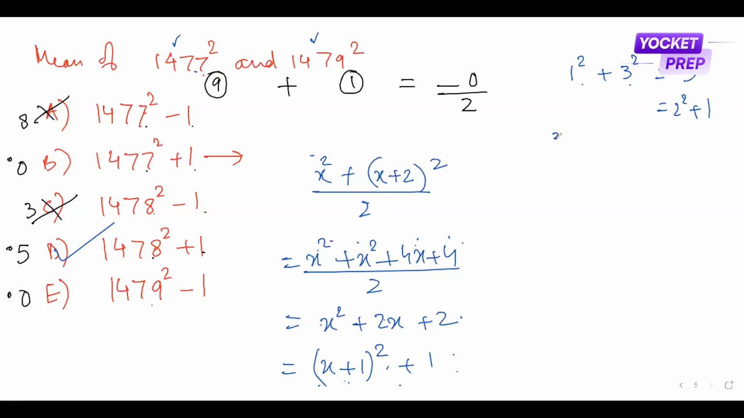Then you just verify with another one, 3 squared plus 5 squared. So how much is that? 9 plus 25, that's 34. By 2, that is 17, which is 4 squared plus 1. So basically 3 plus 1, 4 squared plus 1. You see a consistent pattern, apply that and mark.